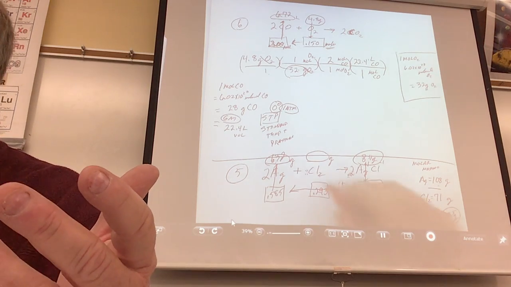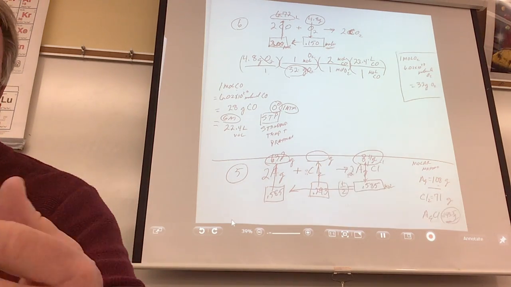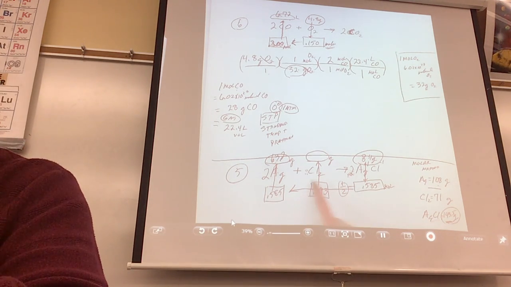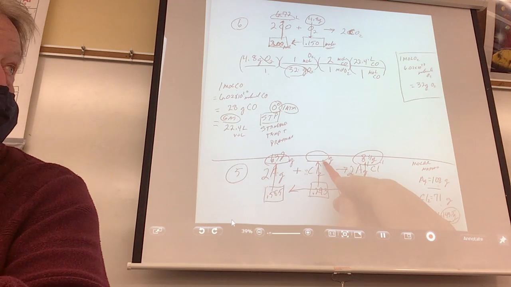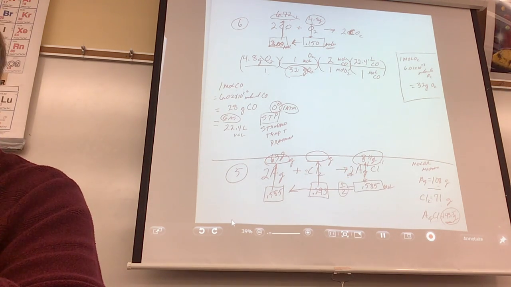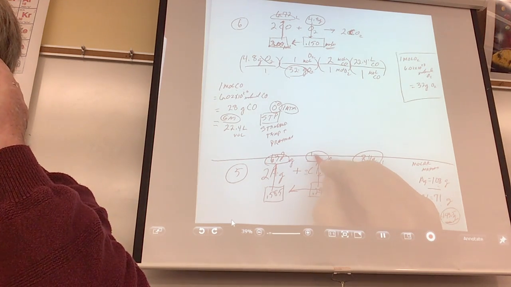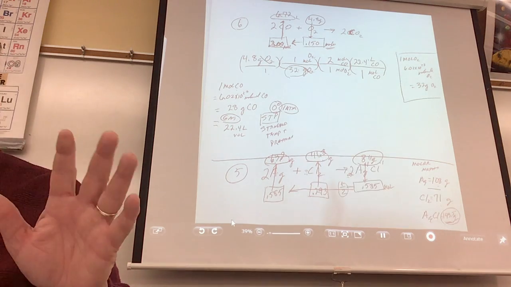Now, ready? Let's do that one. You're going to go up out of the mole world. You multiply by the molar mass of that. So multiply by 71, and you'll get that number right there. So what is that number? 20.8. All right, now we're going to do a little check, okay?